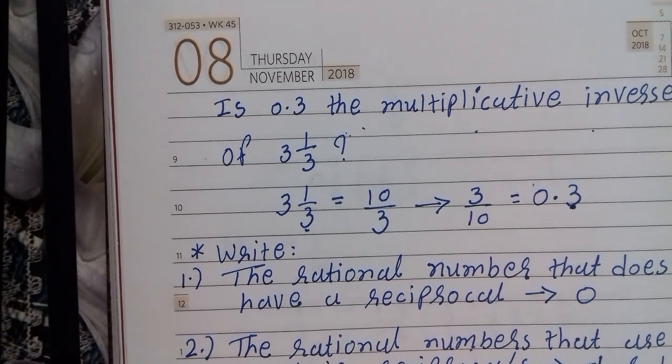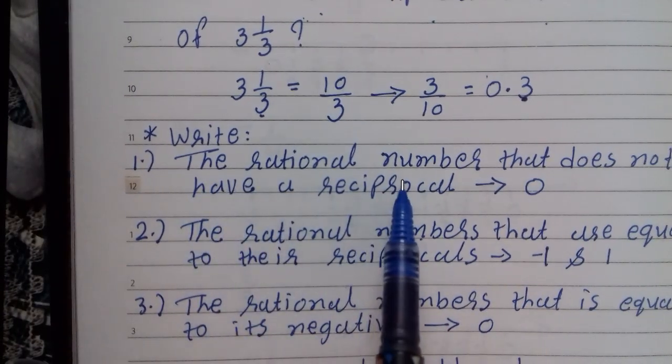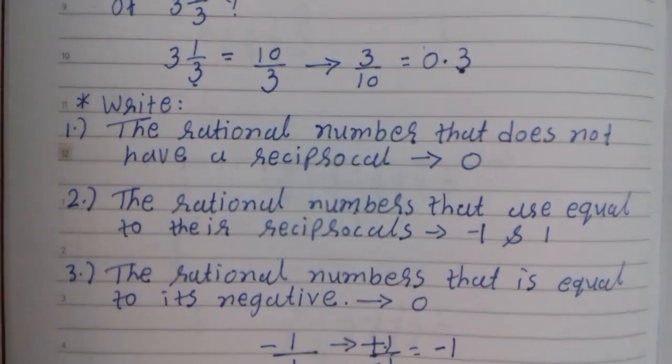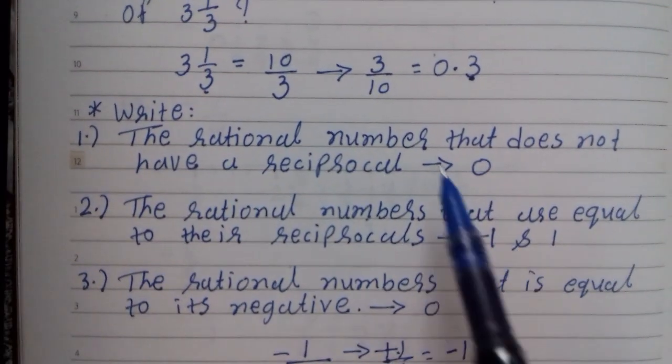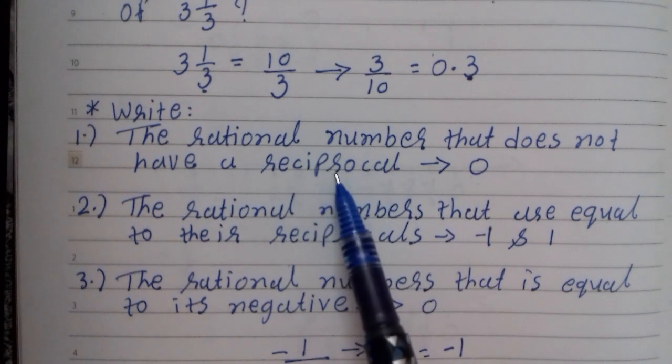Now here are some MCQ questions. First, the rational number that does not have a reciprocal. The answer is 0. That is, 0 is the rational number which has no reciprocal.